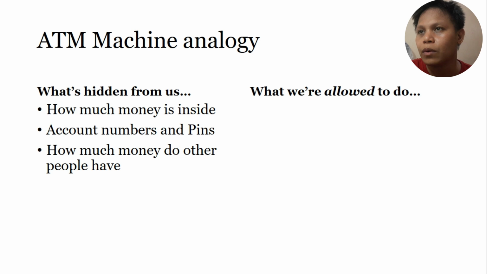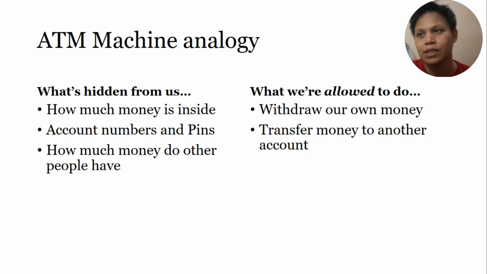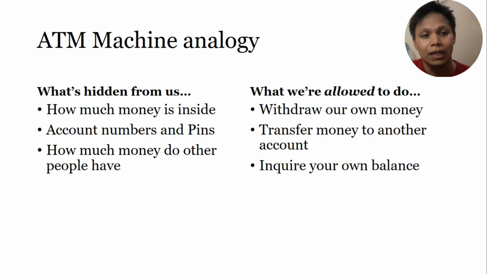Also, in an ATM, we're restricted to doing only a couple of things. For example, we can withdraw our own money. We're also allowed to transfer money to another account, and we can inquire about our own balance, how much is left in our bank account. I guess that's all. I probably missed some, but these are the main three operations that we're allowed to do. Each of these operations, at the very least, allows us to access what's inside the ATM, but only in a limited way, right?